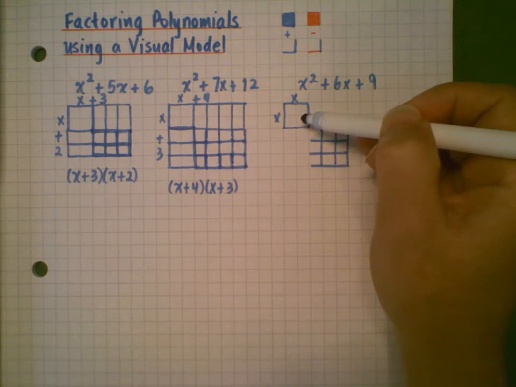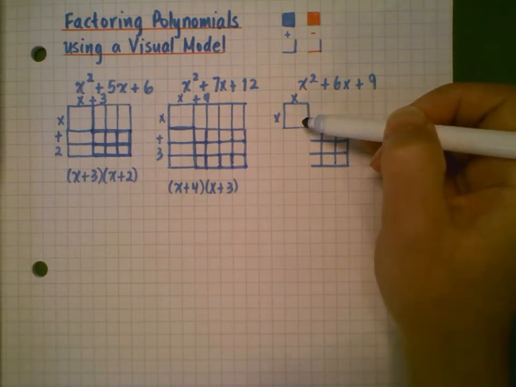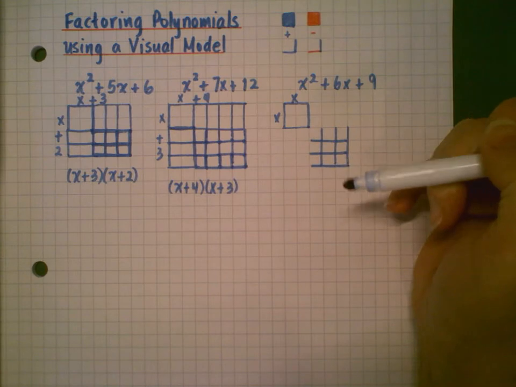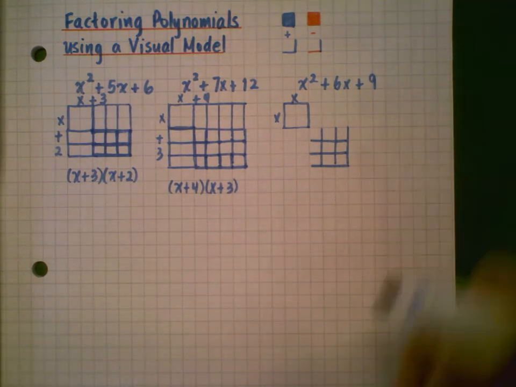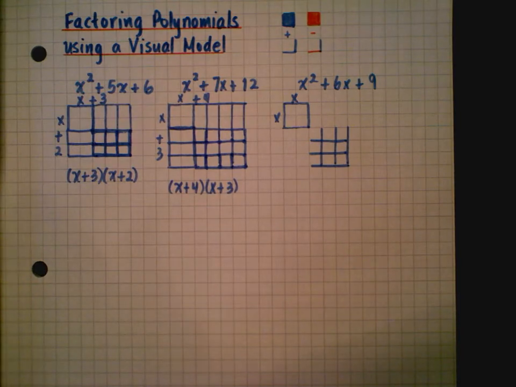I don't draw in the grid lines in my x squared because I don't know how big it is. I know it might be 2 by 2, but it might be 5 by 5. I don't know the value of x, and I don't need to know it in order to complete the rest of this work.